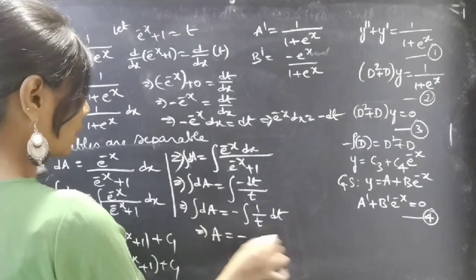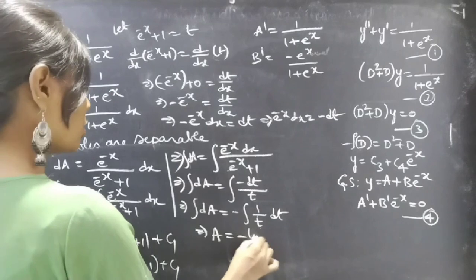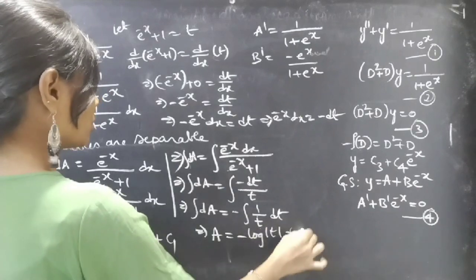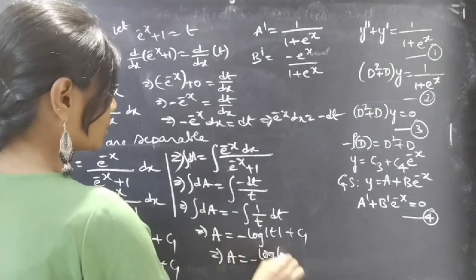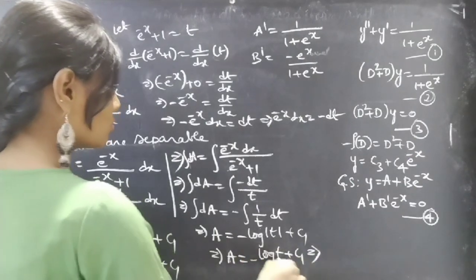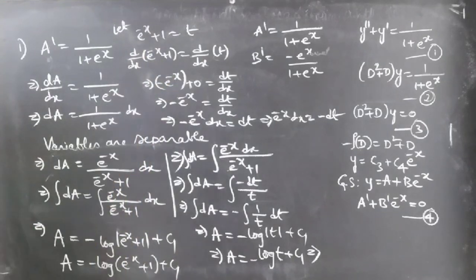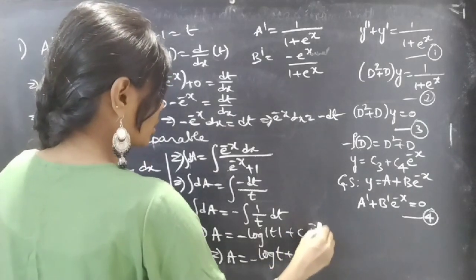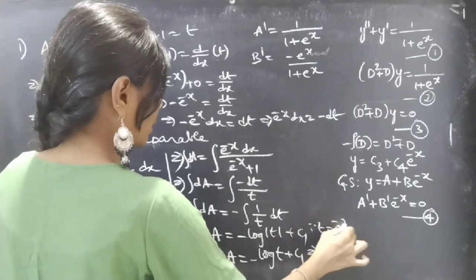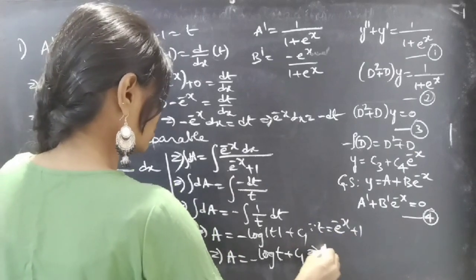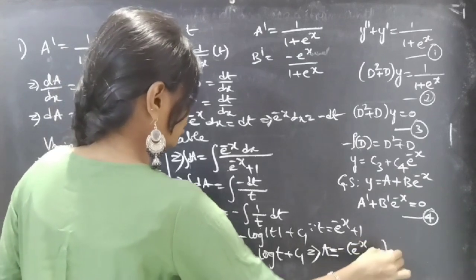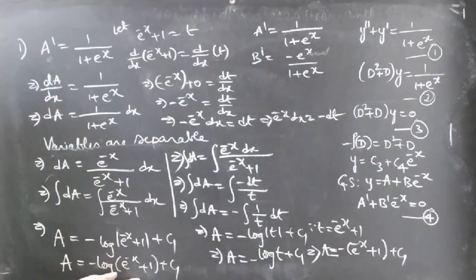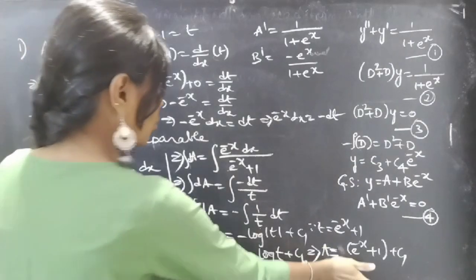From this we'll get a equals minus the integral of 1 by t dt, which is log mod t plus some integral constant, say c1. From this we'll get a equals minus log of t plus c1. Now just replace t with e power minus x plus 1, since t equals e power minus x plus 1, then this gives us a equals minus log of e power minus x plus 1 plus c1. See, you'll get the same thing. Okay, here you'll get minus log.